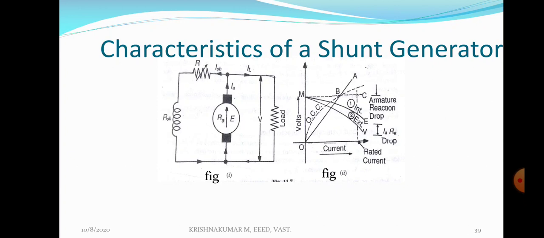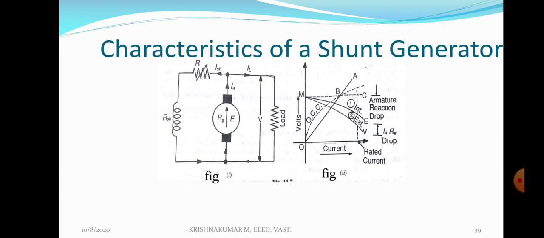What about the external characteristic? In this figure 2, curve 2 represents the external characteristic, which shows the relation between terminal voltage V and load current IL. Terminal voltage V is on the y-axis, load current IL is on the x-axis, and it lies below the internal characteristic. The internal characteristic lies below OCC. The external characteristic lies below the internal characteristic.